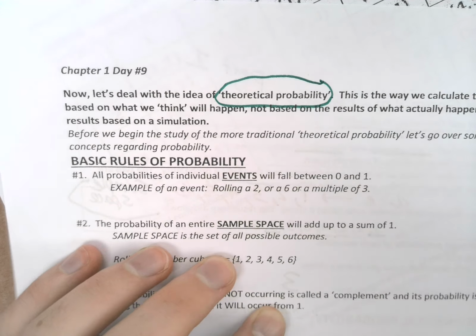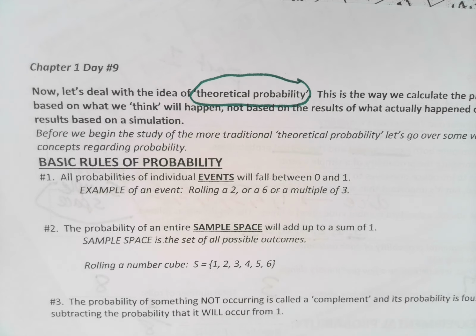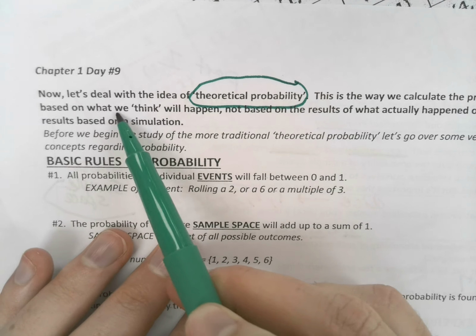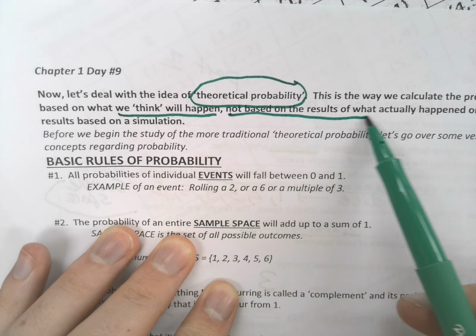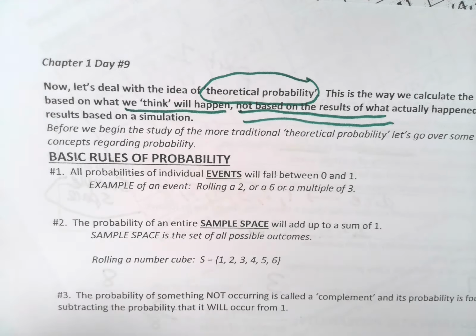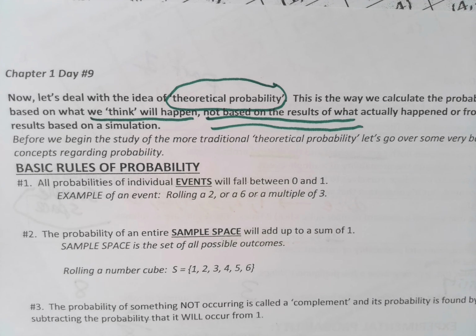Some of you guys can probably already start to piece together what the difference is going to be here. Theoretical is how we calculate probability based on what we think will happen, not based on any results of what actually has happened in an experiment. So, for example, when we talked earlier about our chances of rolling a die and getting a 3, you probably thought, okay, there's a 1 in 6 chance because 3 shows up 1 time. And you're right. You just gave me the theoretical probability.